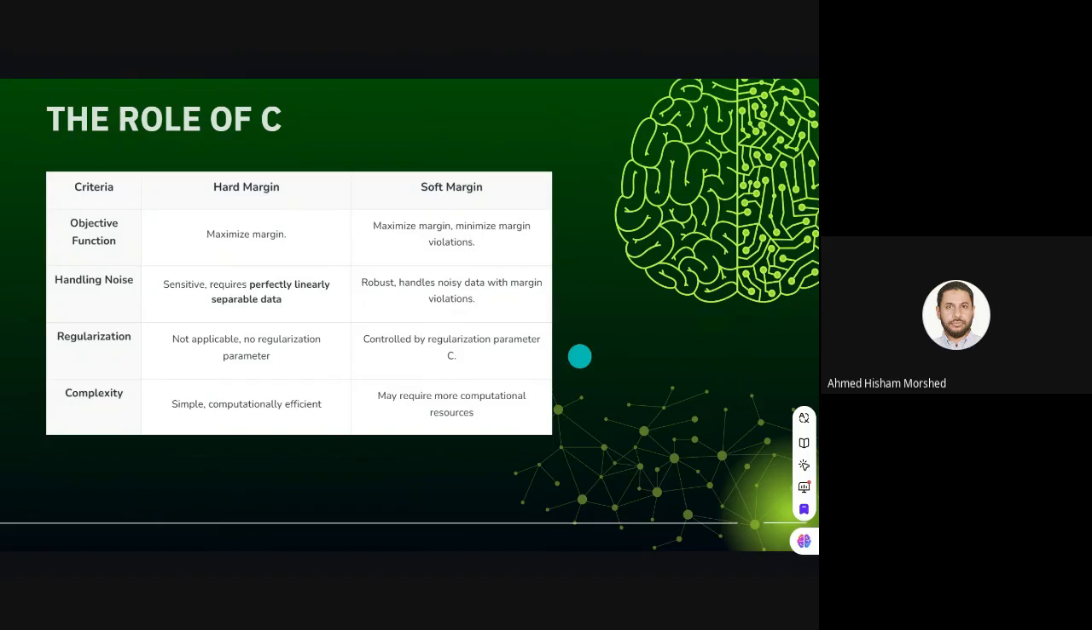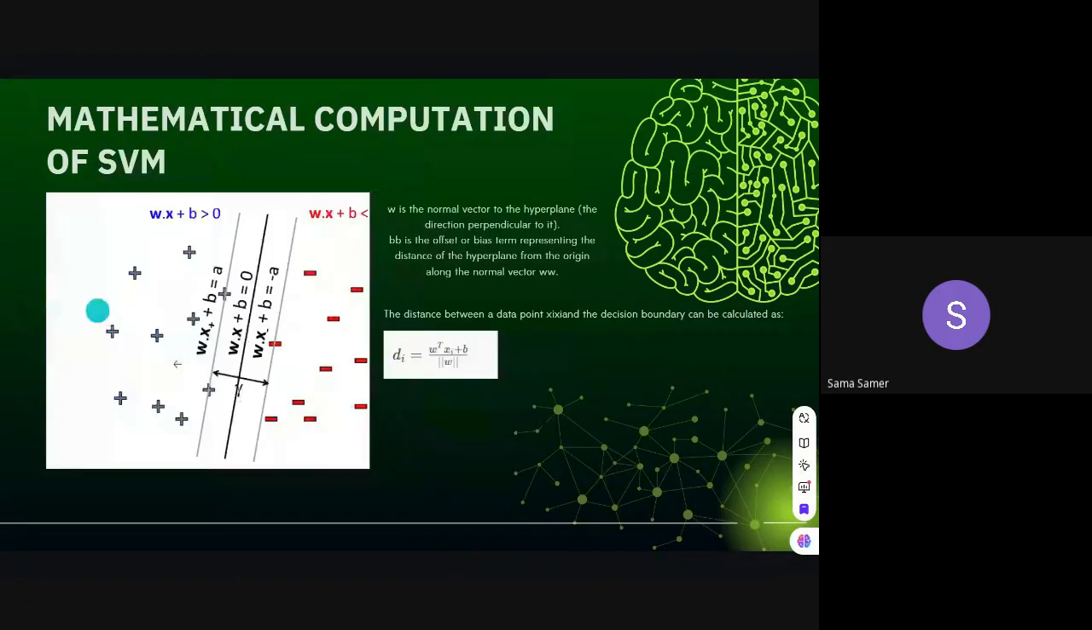I'm asking about the difference between di and gamma. What is gamma in the drawing? Is it the distance between the two support vectors, the same as two di? Not the vectors, the two support hyperplanes. Yes, it is the two support hyperplanes.